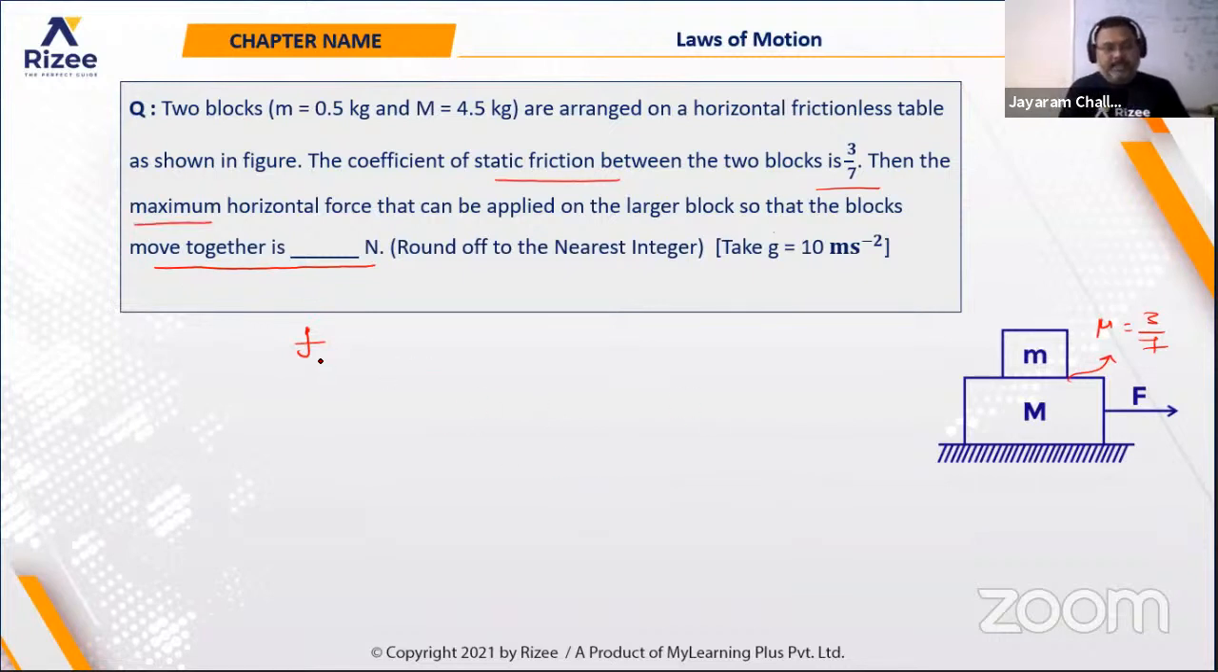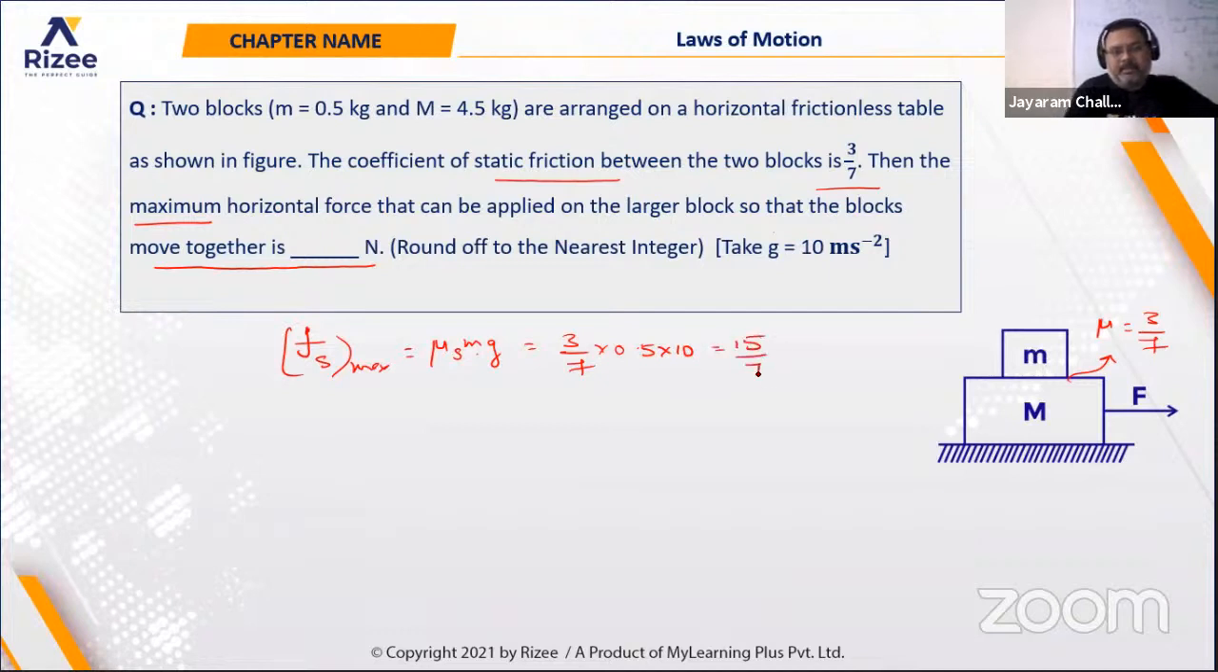So the maximum static frictional force is equal to mu_s into mg, or small m into g. Mu is 3 by 7, small m mass is 0.5 and g is equal to 10. So this is the relationship, and we get 15 by 7 newtons. This is the maximum static frictional force.